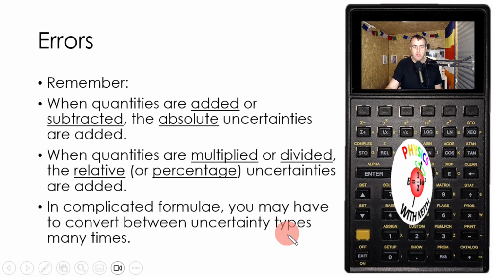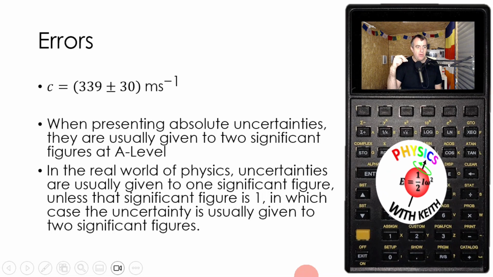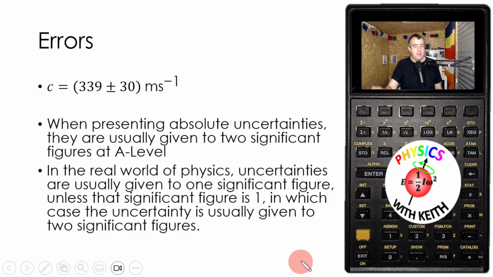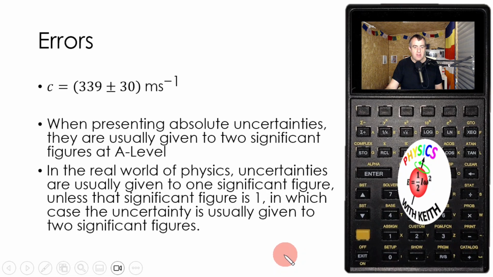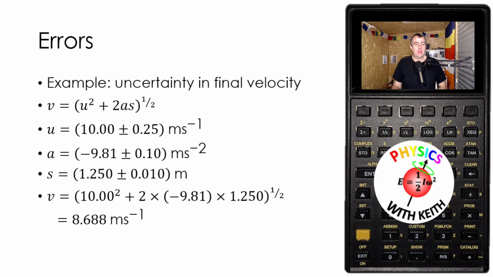So let's look at an example. Let's have a look at a more complicated example. Let's use SUVAT. Here we've got an equation, v equals u squared plus 2as, all under the square root, or all to the power of a half. Let's suppose we want to calculate v, and we are told u, a, and s with absolute uncertainties. You can see I've picked some numbers there.